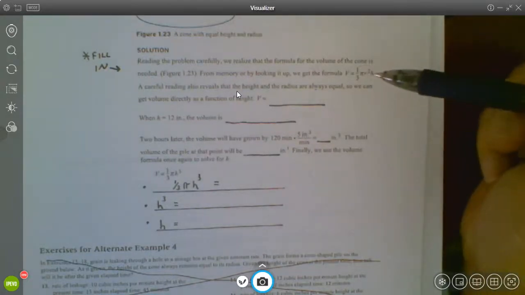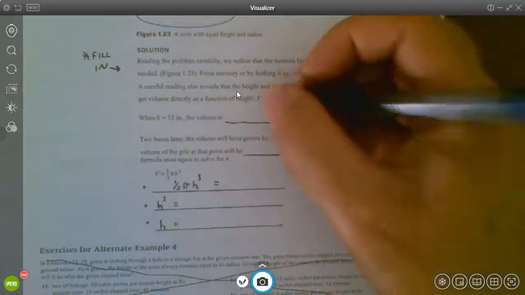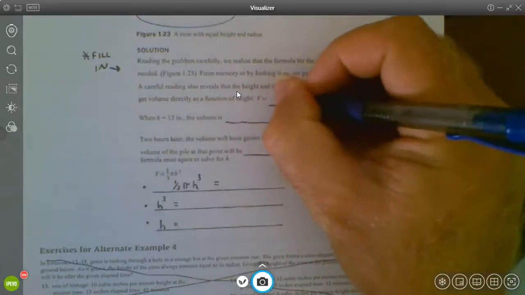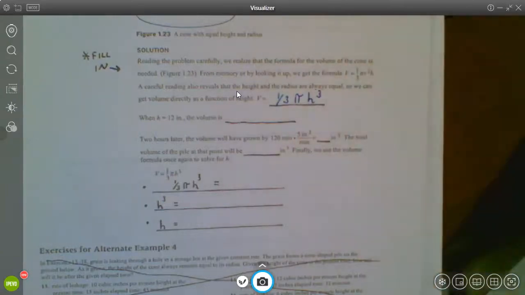Right? Well, since these are all the same, since these are equal, you could think of this as h squared times h, right? Or if we simplify that, we can just say pi h cubed, right? And so now it's in terms of height.